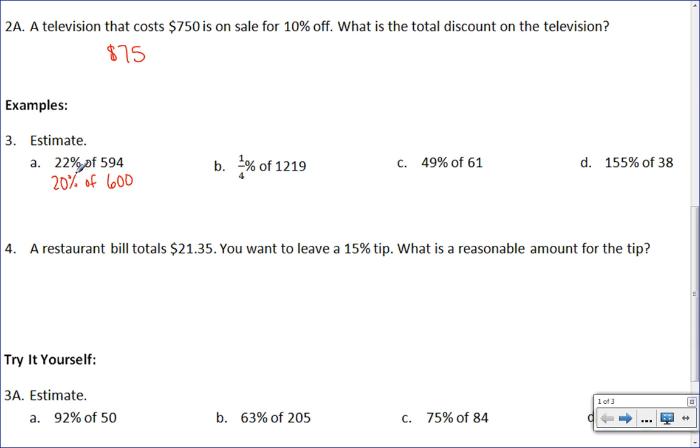And again, I'm thinking of this percentage as 0.2. So when we multiply 0.2 times 600, we should get 120. That's not exact, but it's a very good estimate.